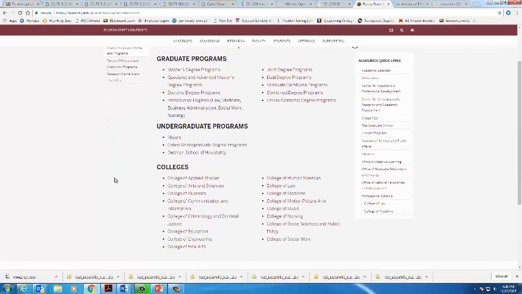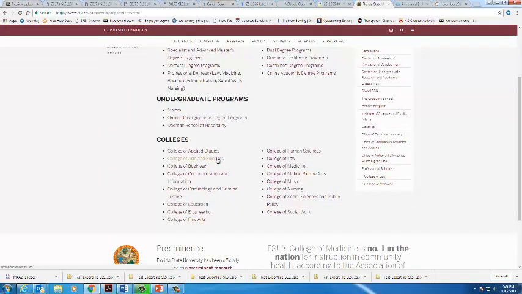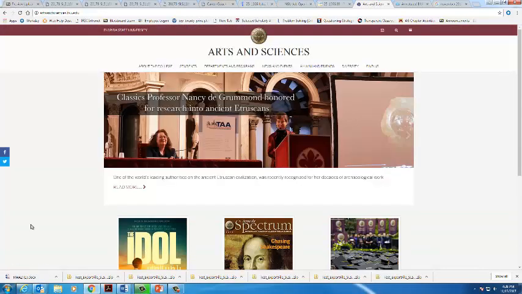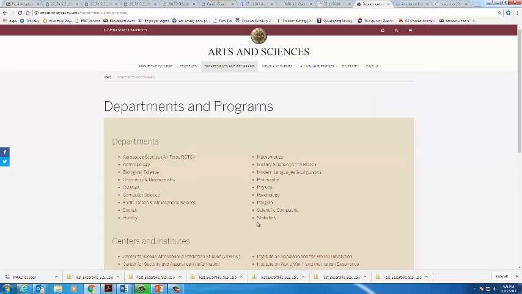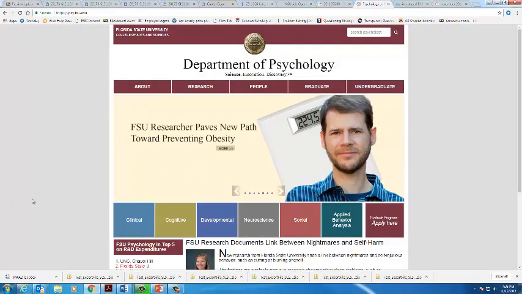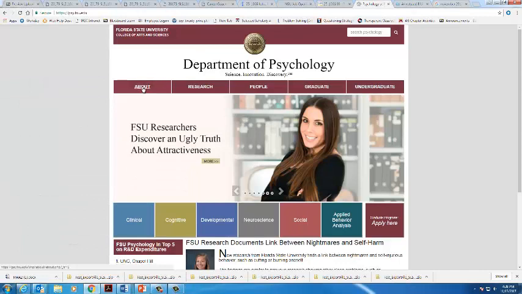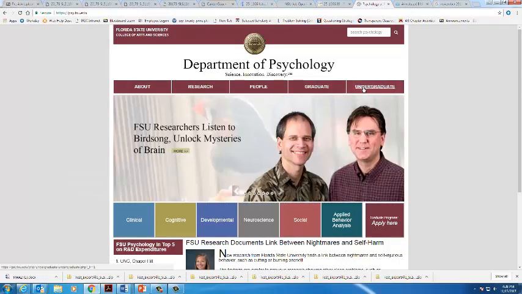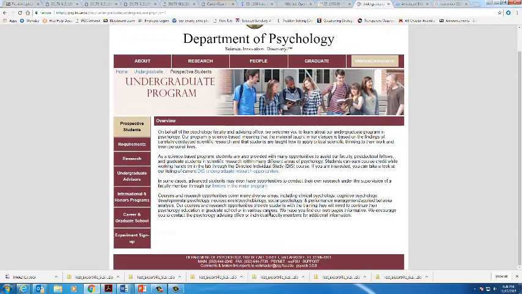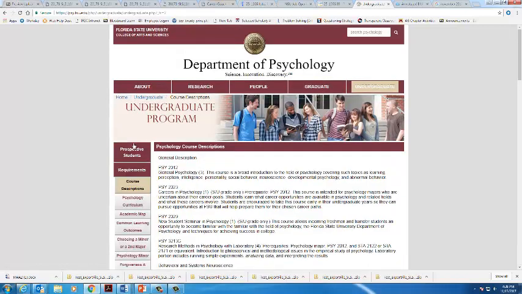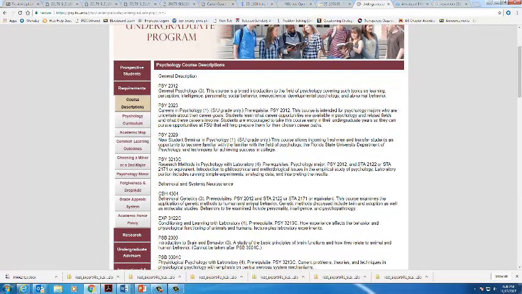I would try to find something that looked like arts and sciences. Usually those liberal arts are in this. And then I find departments, programs, psychology. So here is the University of Florida's Department of Psychology webpage. And I can use this to explore both undergraduate degrees and graduate degrees. So here's where I would get some examples of degree titles and courses.